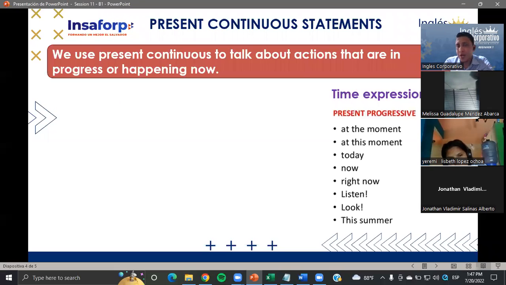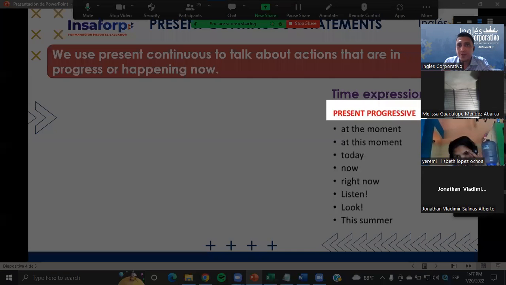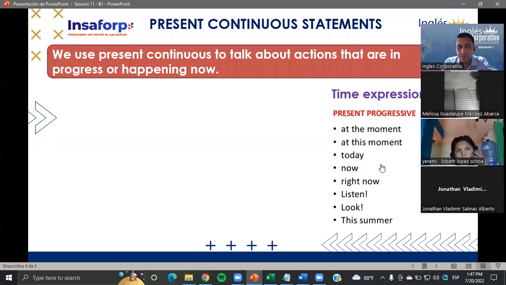Here we have some time expressions, guys. These time expressions help us to identify the present continuous. We can say present continuous or present progressive, it's the same. So here we have some time expressions for the present progressive: at the moment, at this moment, today, now, right now, look, this summer, etc. Let me give you some examples.